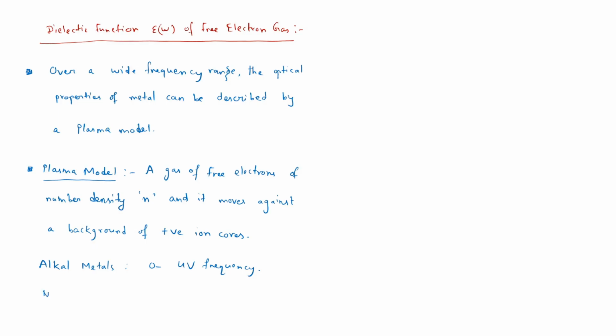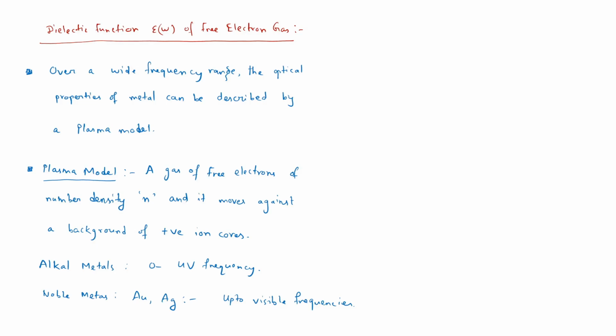On the other hand, there are noble metals, for example gold and silver. They can be modeled by the free electron model only up to the visible frequencies. Nevertheless, even up to visible it is not a small range, it is a very wide range. So why only up to visible frequencies? Because after that the electrons are not free, so to speak. Why are they not free? Because at frequencies higher than visible, the electrons can go to a higher band in these noble metals.